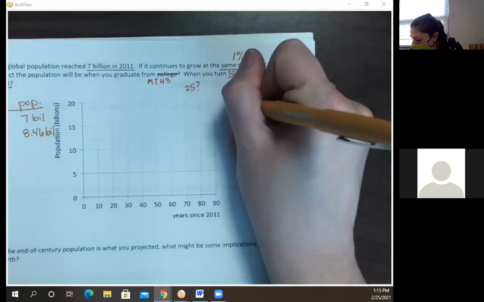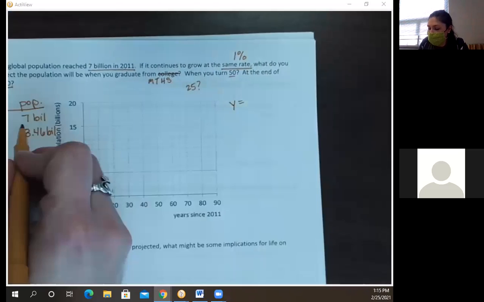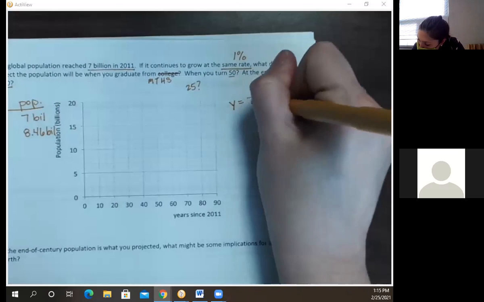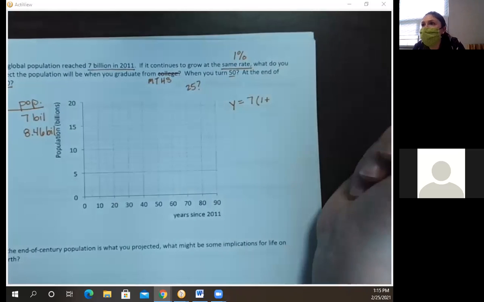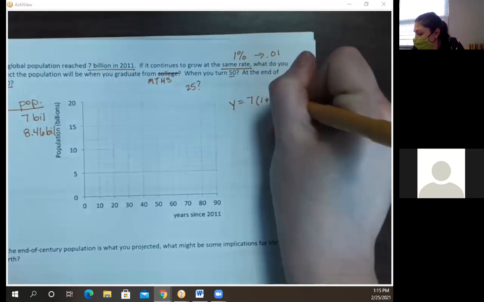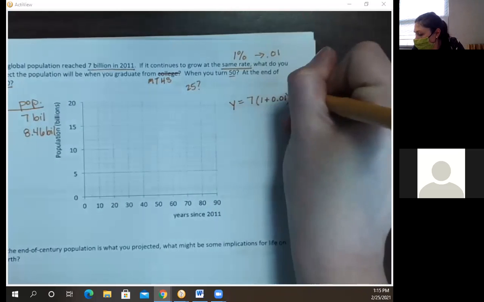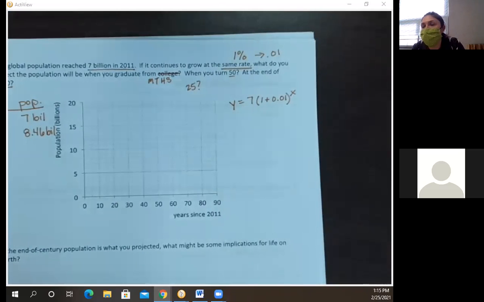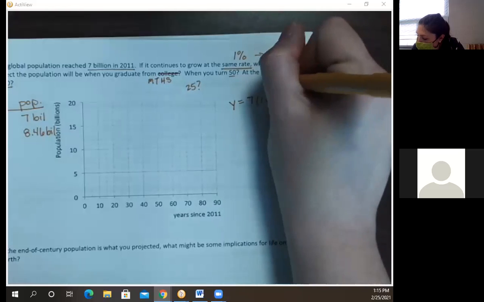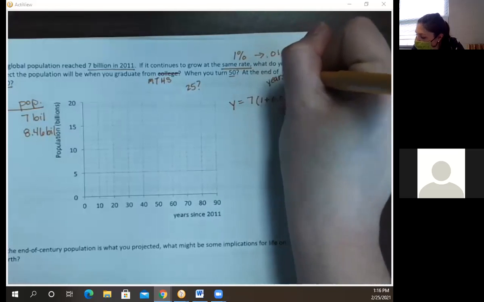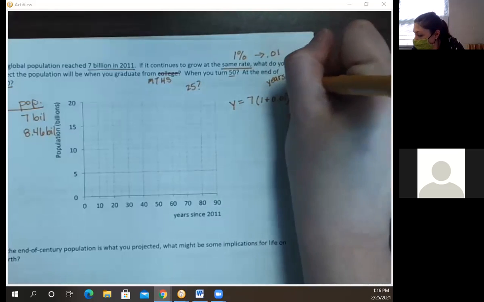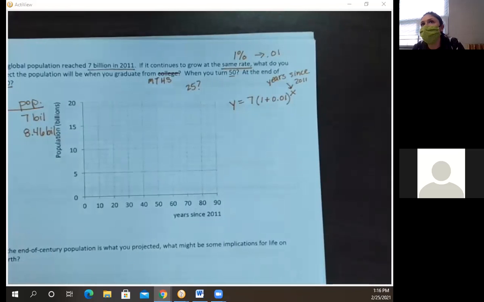So we're starting with a first measurement of 7 billion. And then we're increasing by 1% each year. So 1% would be 0.01 if I changed it to the decimal. And then my exponent here will be how many years it's been since we took our initial measurement. So since 2011 in this instance.